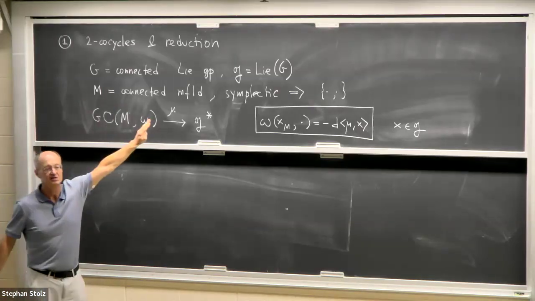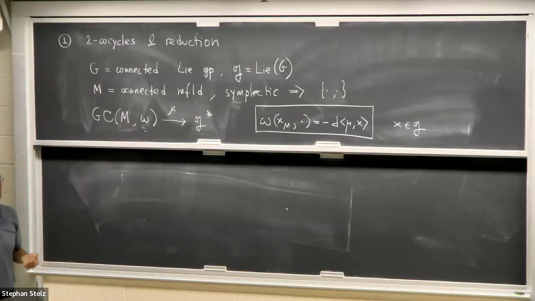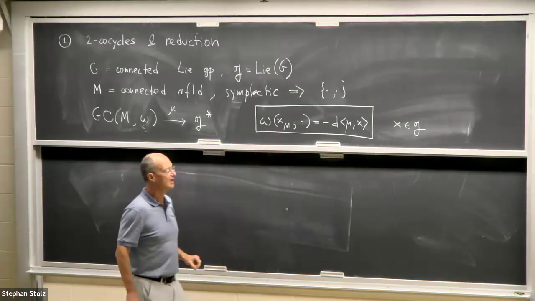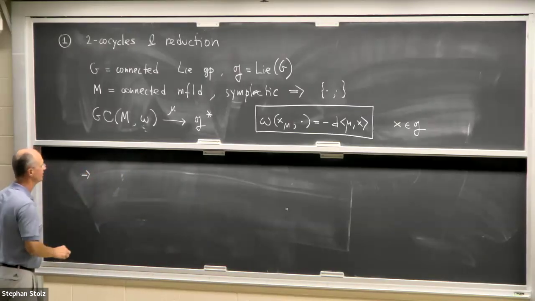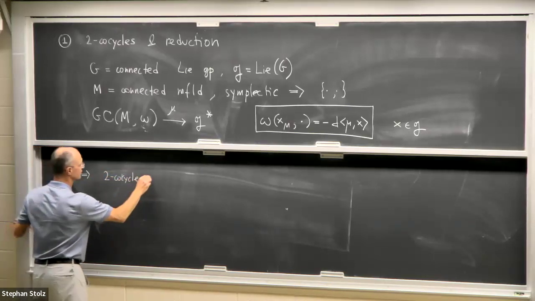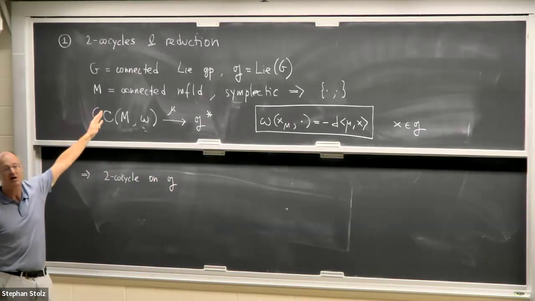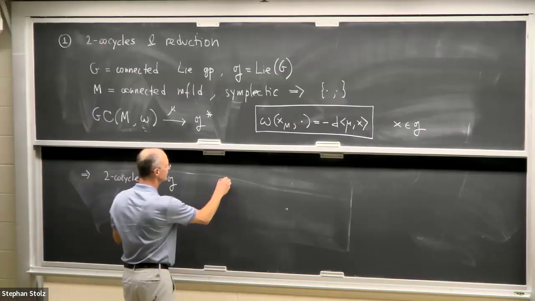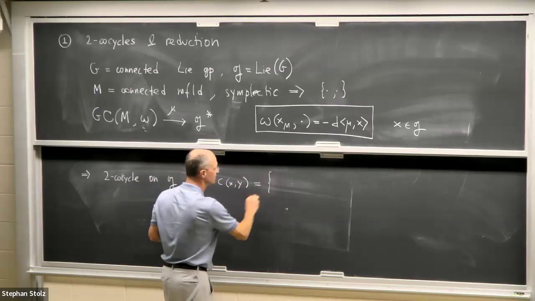But okay, that's the standard setup in equivariant symplectic geometry. We have a Hamiltonian action of a Lie group on a manifold, and that's the main equation there. So now let me recall that in this case, we automatically have a two-cocycle on the Lie algebra G. So every time we have that, we automatically have a two-cocycle. And this two-cocycle is defined, or one way to define it is as follows.